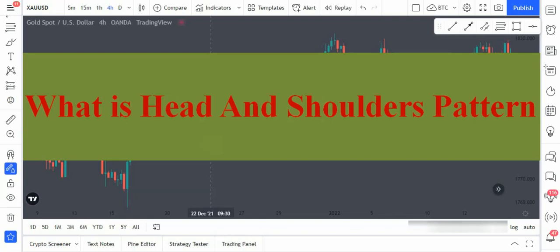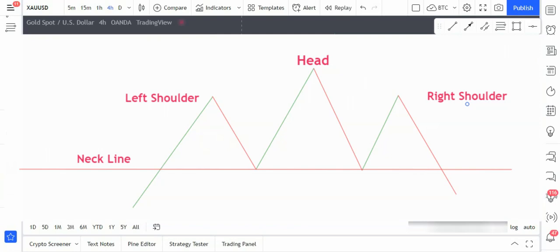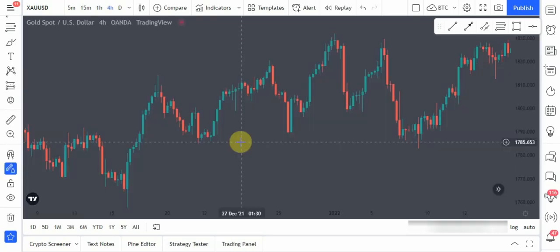Now, what is the head and shoulders pattern? This pattern is a chart formation which appears on the chart with three peaks. The two outside are close in height and the middle one is the highest. This pattern is a kind of trend reversal pattern. The head and shoulders pattern is believed to be one of the most reliable trend reversal patterns.